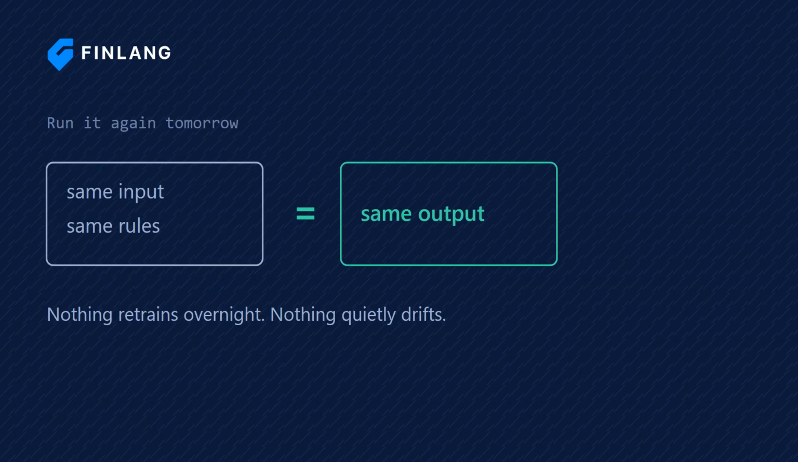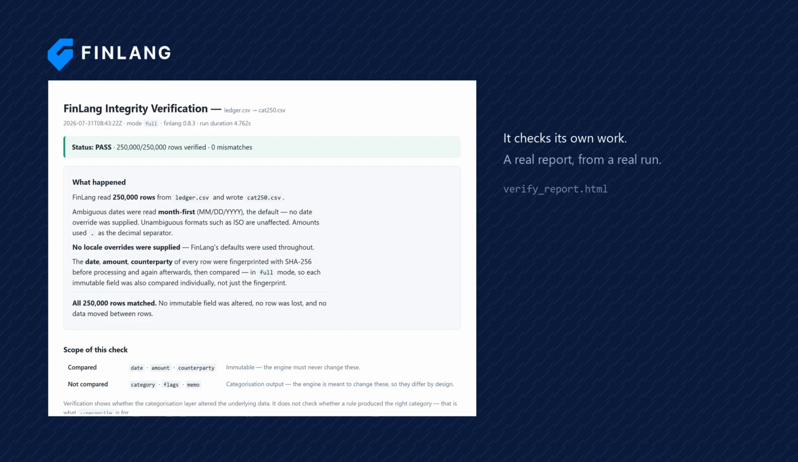Because the rules are fixed, the same input and the same rules produce the same output. Every time. Nothing retrains overnight. Nothing quietly drifts. It can also check its own work.